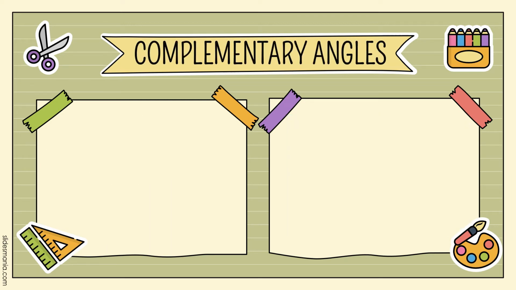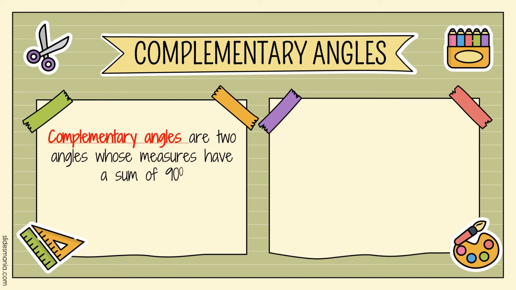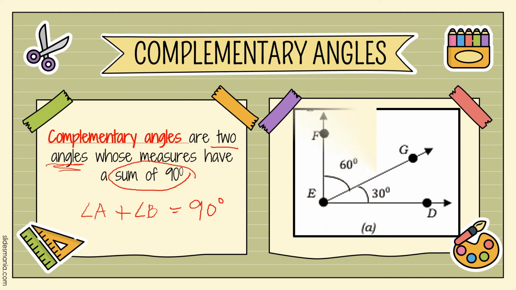Okay, we have the complementary angles. So complementary angles are two angles. Take note that we are always talking of two angles whose measures have a sum of 90 degrees. So in symbols, let's say for example, we have angle A and angle B, and let us assume that these are complementary angles. If they are complementary angles, that means that the sum of their measurements is 90 degrees. Let us have this illustration.